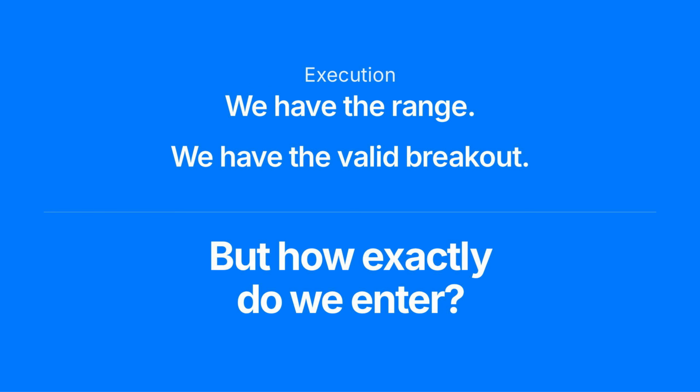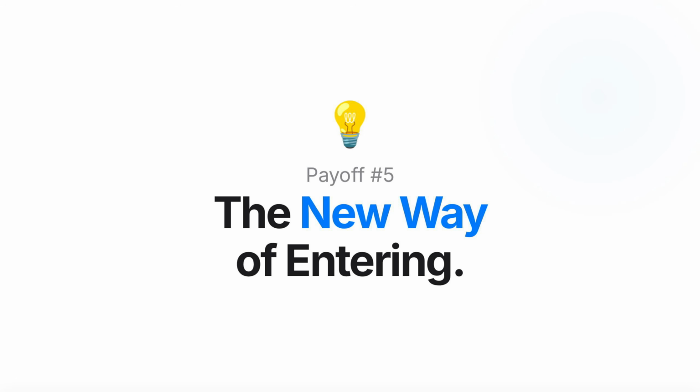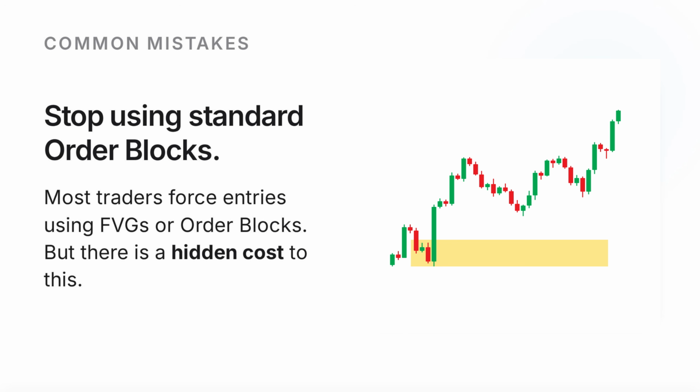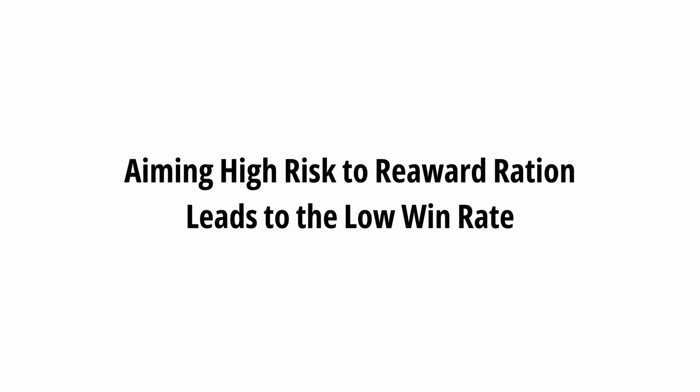Now we have the range, we have the valid breakout, but how exactly do we enter? This is where the strategy gets really interesting. Most traders entering on the ORB setup use order blocks and fair value gaps for their entry. Here's the problem with that. Fair value gaps and order blocks give you a very tiny stop loss. The smaller your stop loss, the higher the probability that the market will sweep it. So you will have a lower win rate, more stop-outs, and it will eventually destroy your trading.